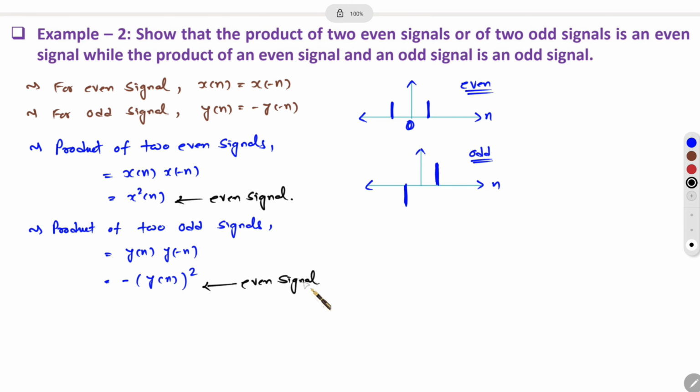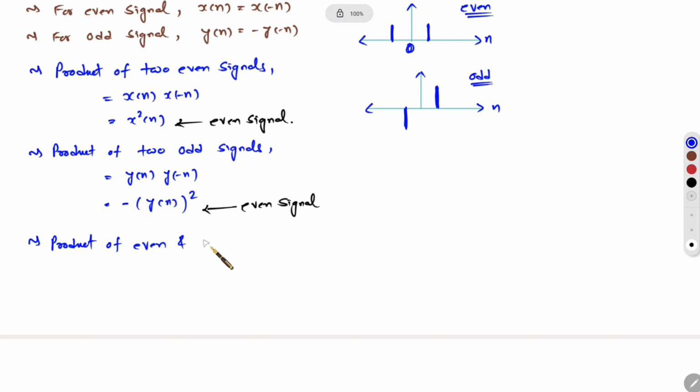Now let me explain the product of even and odd signals. Here I will multiply x of n, which is an even signal, with y of n, which is an odd signal. So x of n is x of minus n, and y of n is y of minus n with a negative sign. So here there will be a negative sign, and y of minus n. So this multiplication will be an odd signal only.